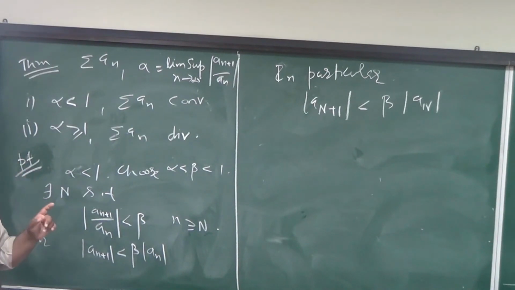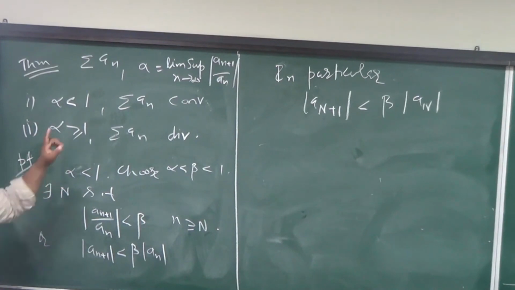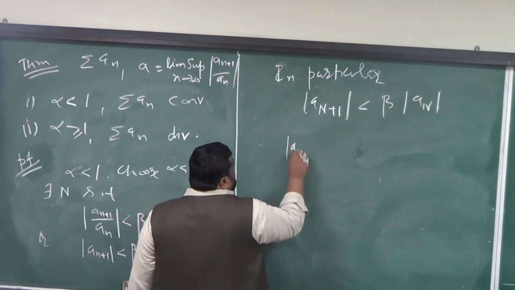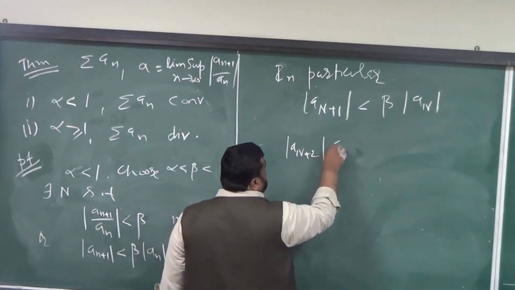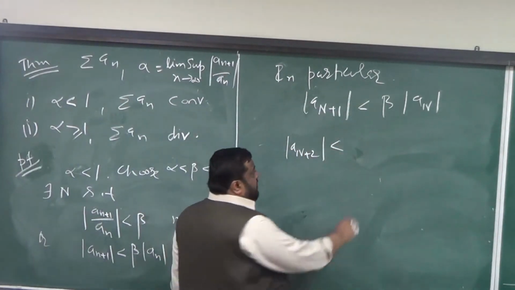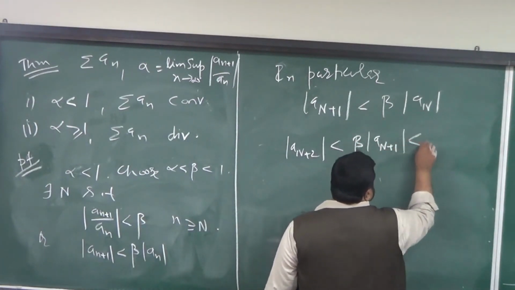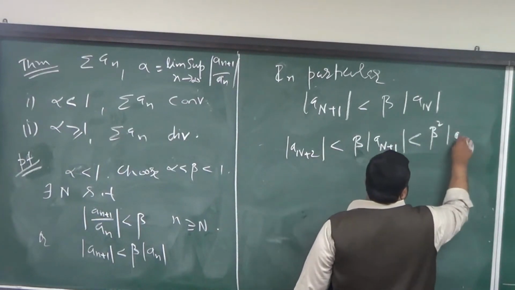The statement that you are looking at is about limits actually. Here you are taking lim sup. So it's going to be slightly different than what you have seen. There you take limits, the limit of the sequence. Here you are taking lim sup. So if I have a_(N+1), it is going to be this. If I have a_(N+2), it is going to be what? Less than beta times a_(N+1), which is same as beta square times a_N.